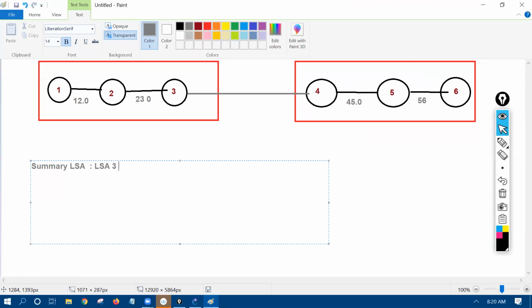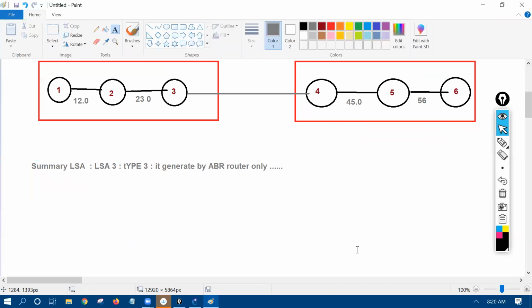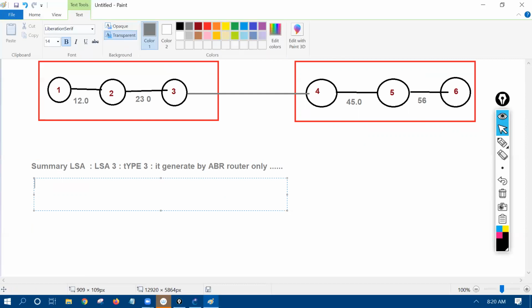LSA 3, type 3. This type 3 LSA is only generated by the ABR router only. And what this guy is going to do is just send the summary information about an area.